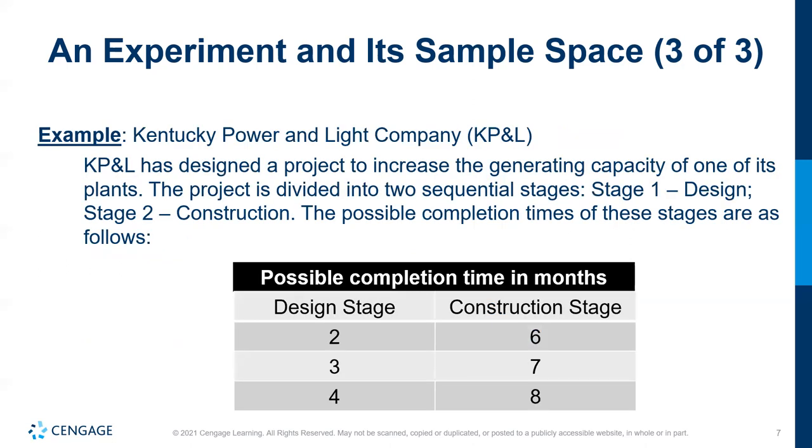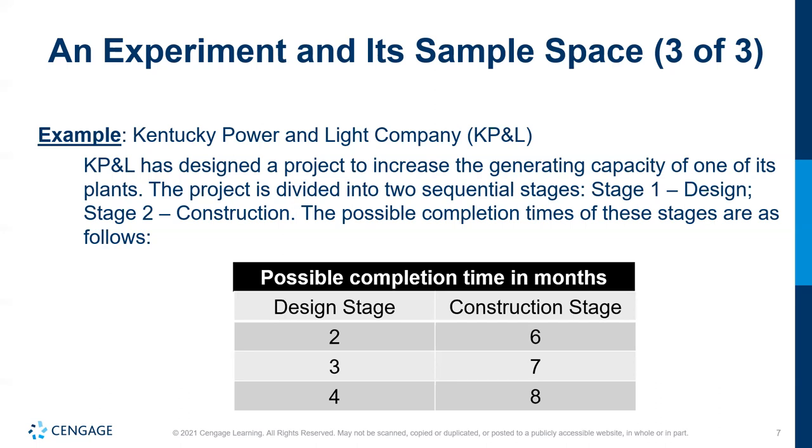So here's this example we're going to use throughout the rest of this presentation. This is a company called KP&L, or Kentucky Power and Light. They have a project to increase their generating capacity. So they're going to upgrade their generators. It has 2 stages, a design stage and a construction stage.